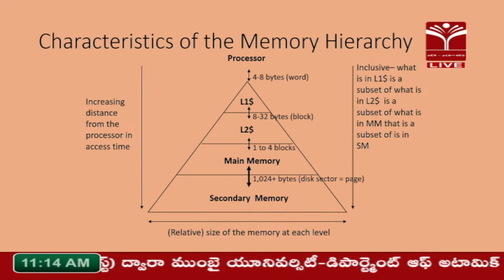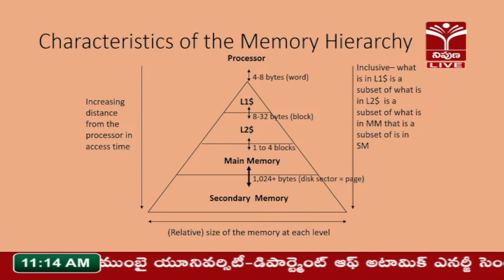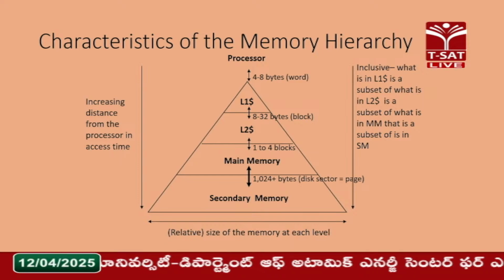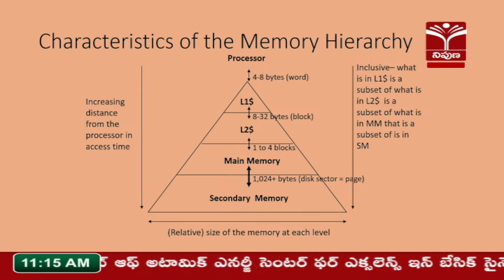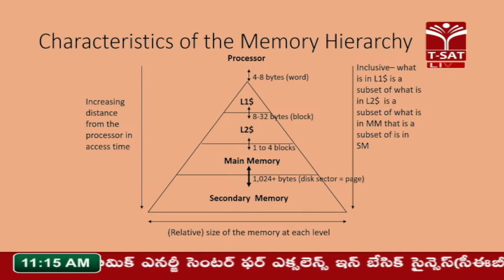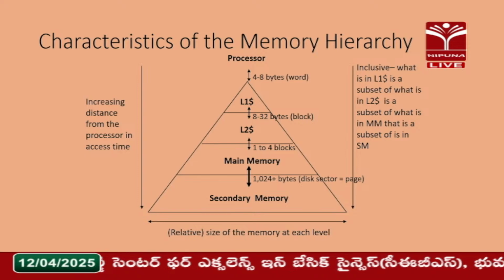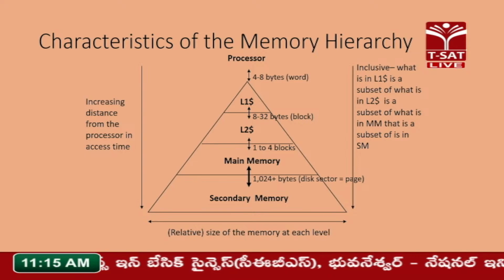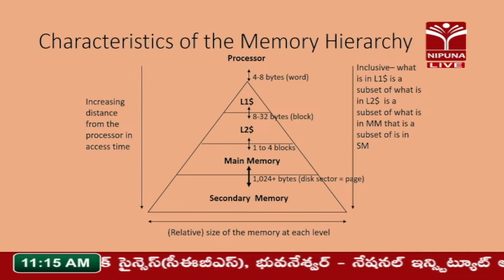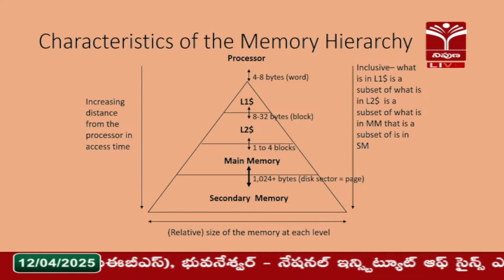Okay. So in terms of the cache itself, we define the blocks. So the cache has multiple words inside. L2 cache has larger words. Main memory has more blocks, and the hard disk drives have more sectors because the sectors define the number of words in the hard disk drive.